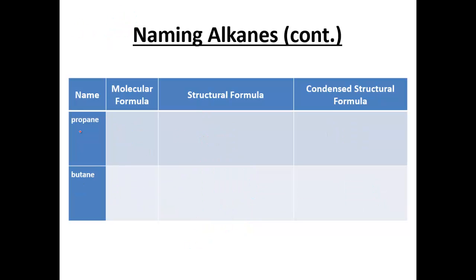Now propane, 3, butane 4. So our molecular formula, remember 2n plus 2: with propane, we would have 3 times 2 is 6 plus 2, so C3H8. So our structural formula, 3 carbons, each with hydrogens bonded to each one.